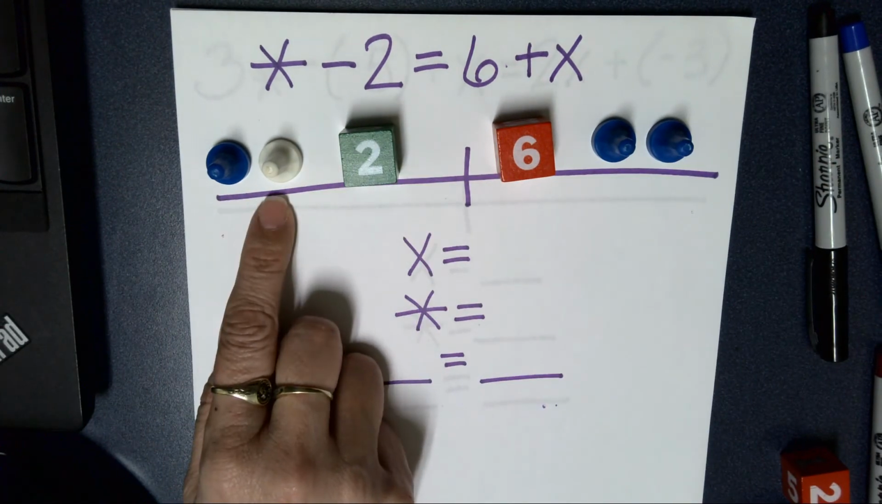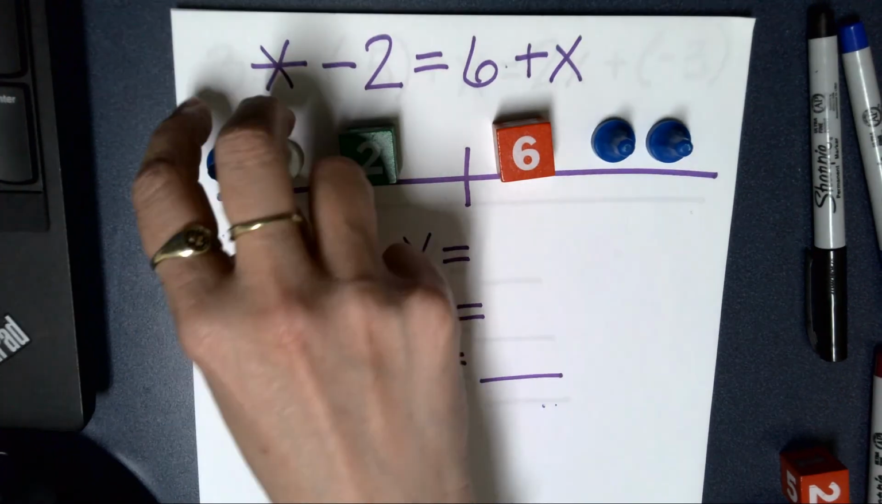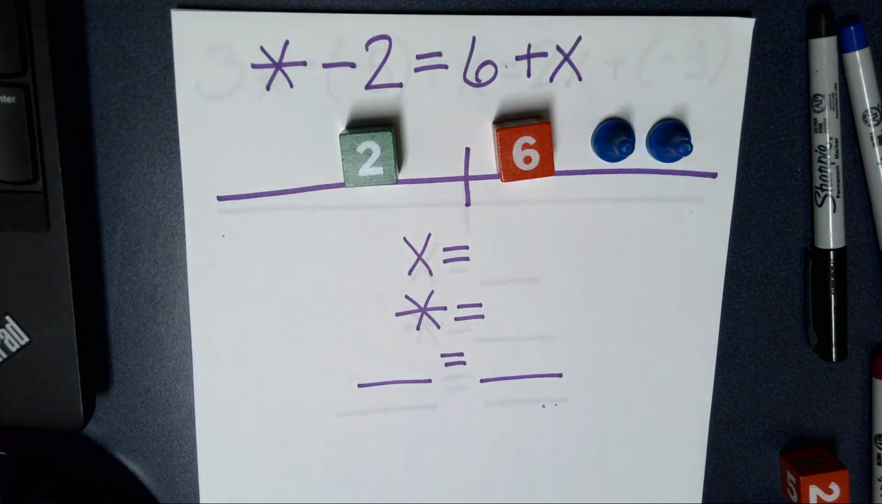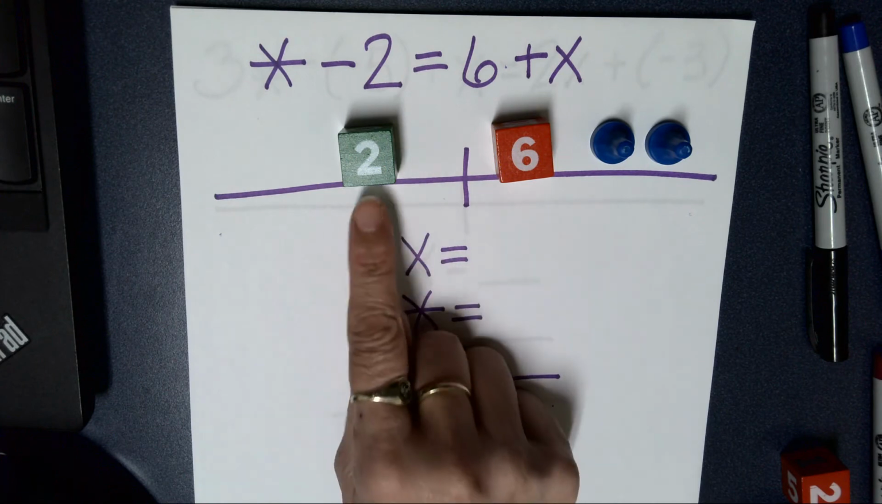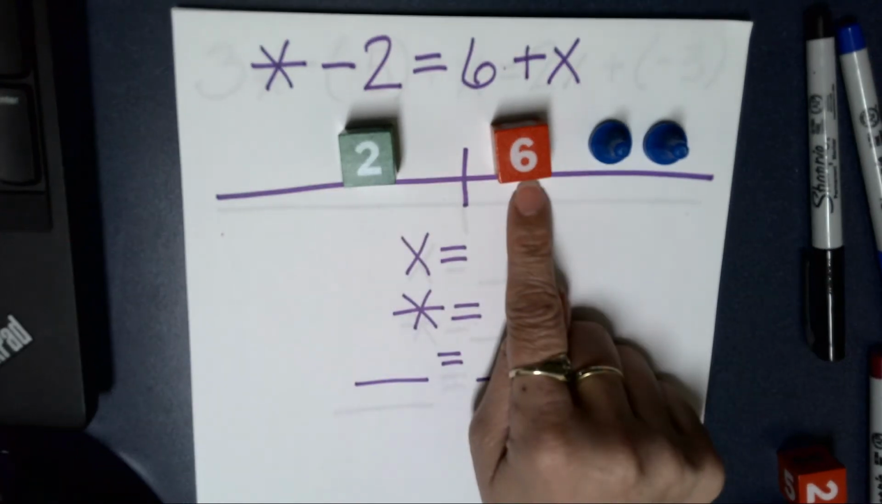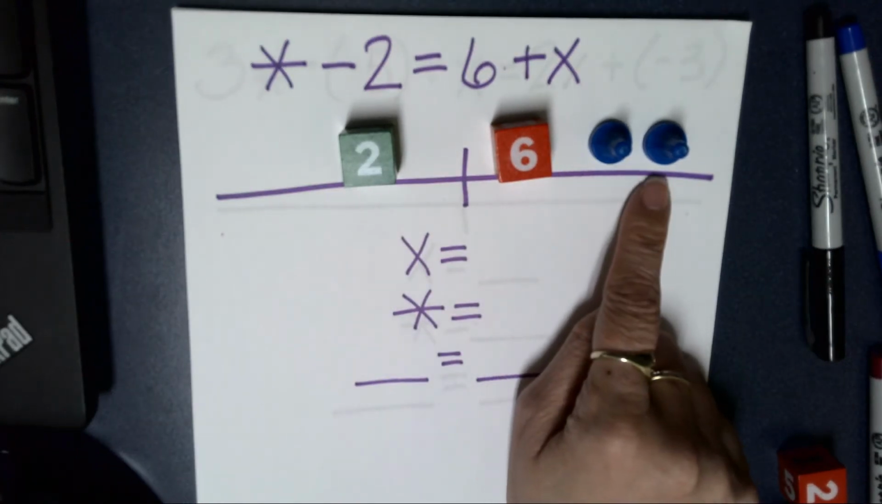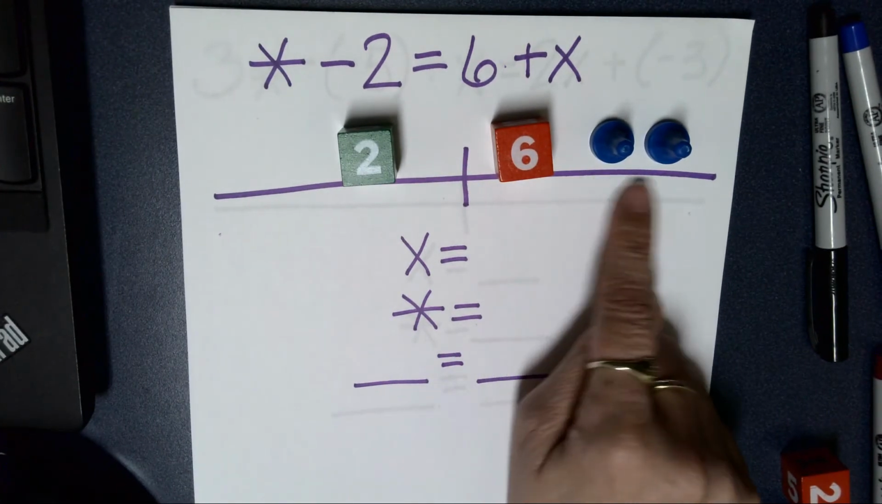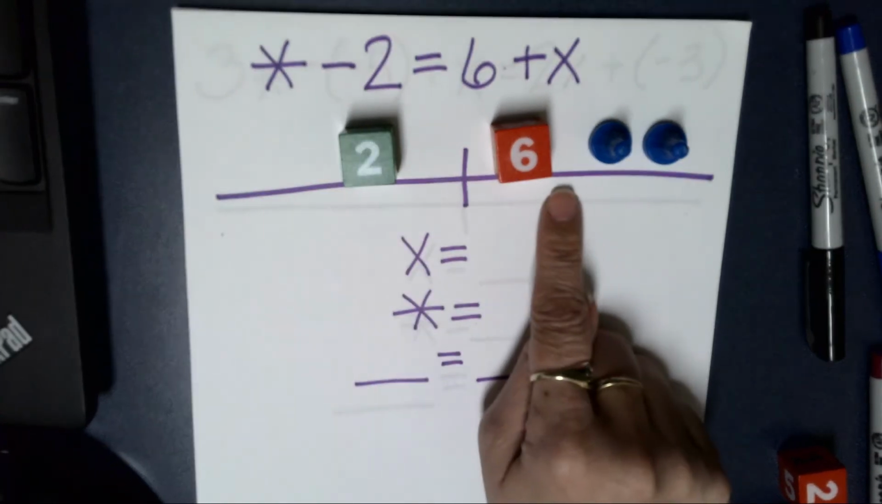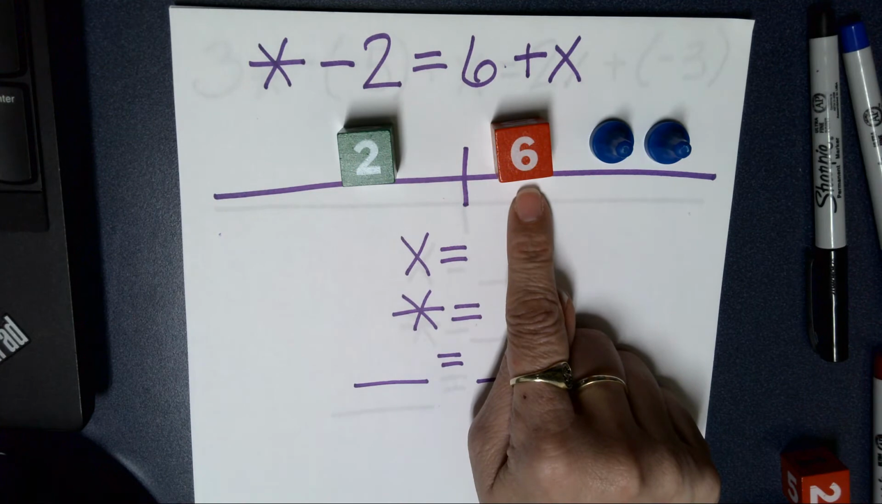Pawn and star are a 0 pair, so we remove them and set them to the side. Now we have -2 is equal to +6 plus 2 pawns. We have only pawns on the right, so we need to move this +6. How can we move a +6?